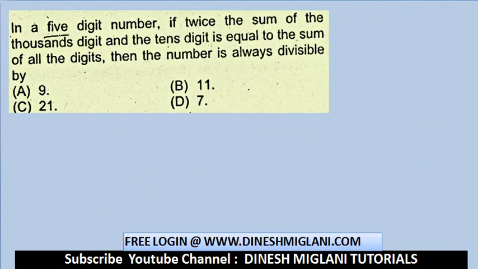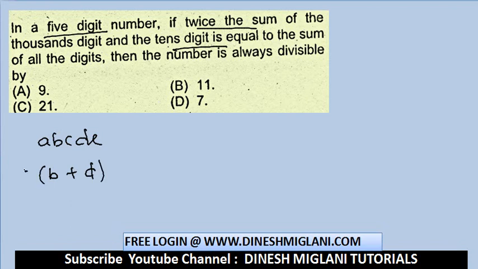In a 5-digit number, twice the sum of the thousands digit and tens digit is equal to the sum of all the digits, right? So let us say the number is ABCDE. Okay. Twice the sum of the thousands digit and tens digit. These are the unit, tens, hundreds and thousands digits. So B plus D, tens and thousands, twice of this is equal to the sum of all the digits. Let us say A plus B plus C plus D plus E, right?